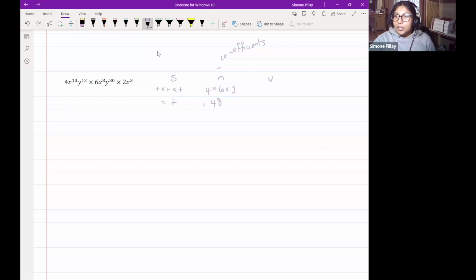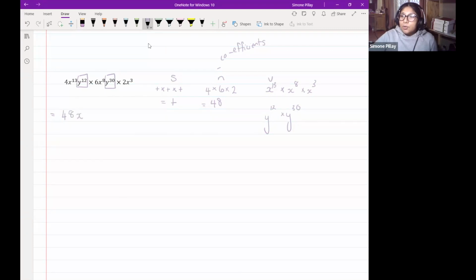Let's look at our variables. How am I going to deal with my variables? I have my x variables and I have my y variables. I can see it's all multiplication. So it's x to the power of 13 multiplied by x to the power of 8 multiplied by x to the power of 3. And then if I group my y's together, that is y to the power of 12 times y to the power of 13. And let's now do my answer. My answer is going to be a positive 48x.